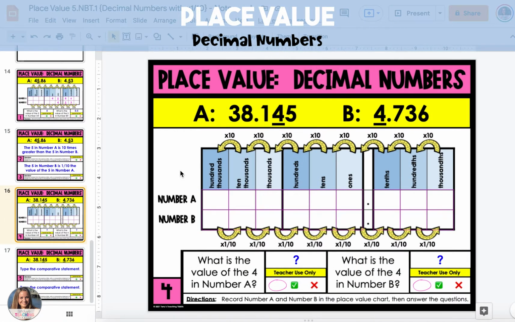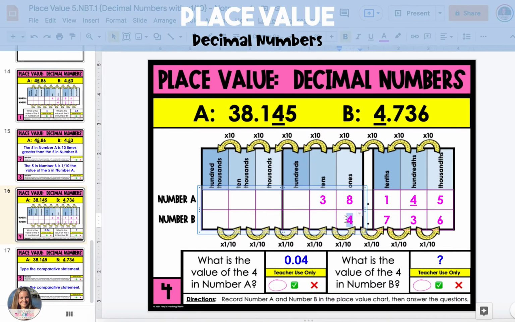In the next example, we have two new numbers to put into the place value chart. Start by recording A, 38 and 145 thousandths, into the first row of the place value chart, and then record number B, 4 and 736 thousandths, into the second row of the place value chart. Now use the chart to answer the questions. What is the value of the 4 in number A? The 4 in number A is located in the hundredths place, so the 4 in number A is worth 4 hundredths. What is the value of the 4 in number B? That 4 is located in the ones place, so it is worth 4.